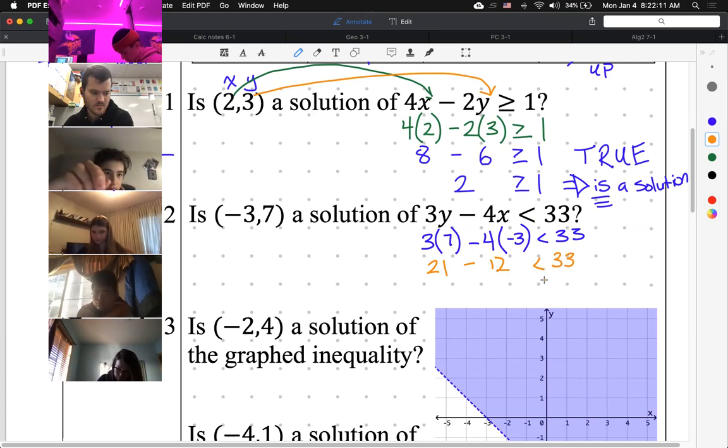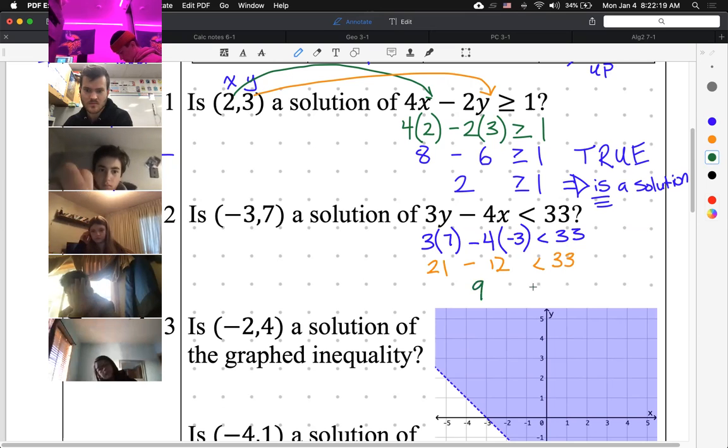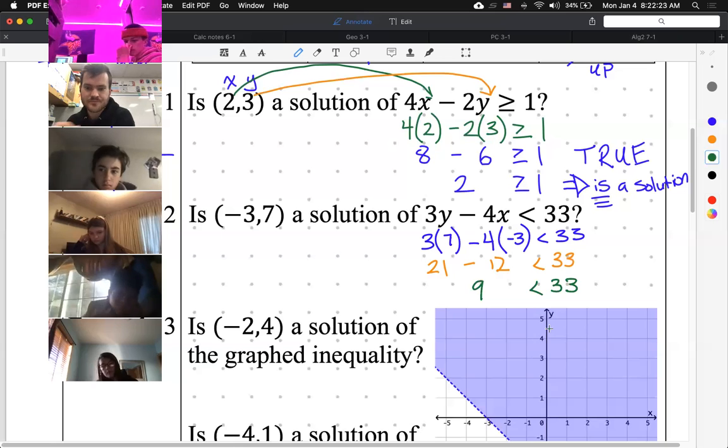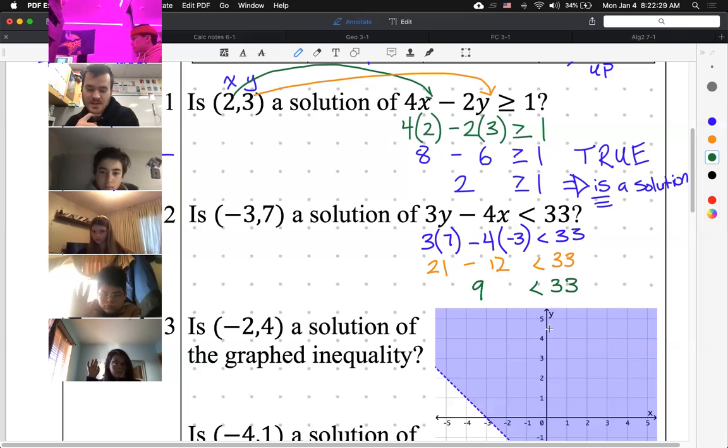which 21 minus 12 would be 9, right? Like that? So it would be true. And 9 is less than 33. Yeah, so that would be true.